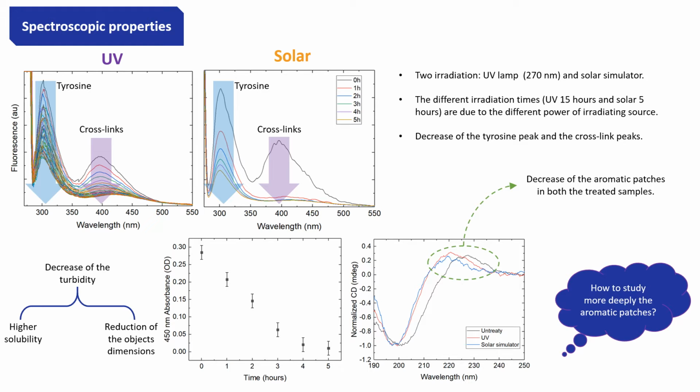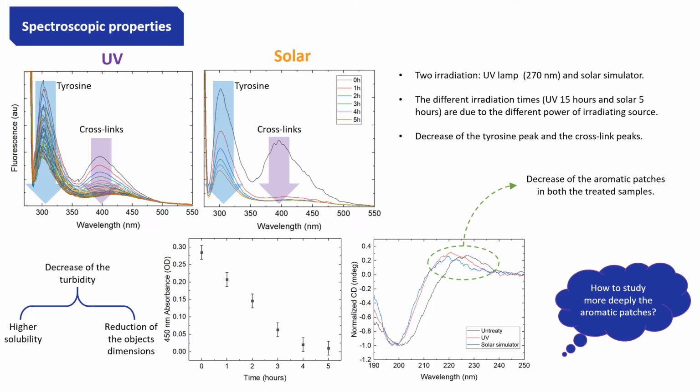Both irradiating methods strongly affect the native fluorescence of collagen. In fact, in both cases, there was a dramatic decrease of both the tyrosine and dityrosine peaks.